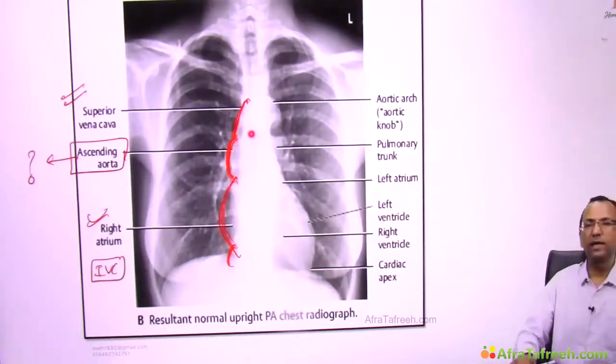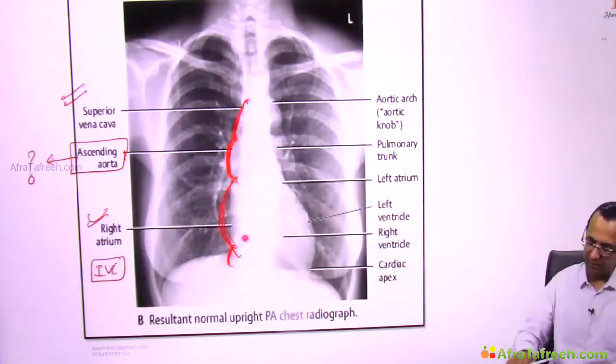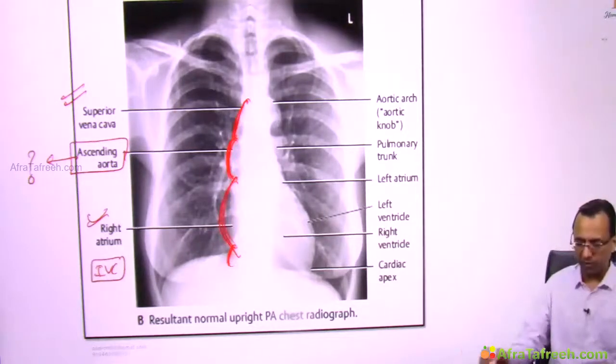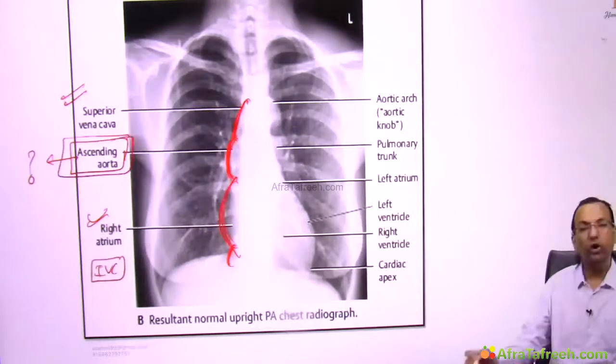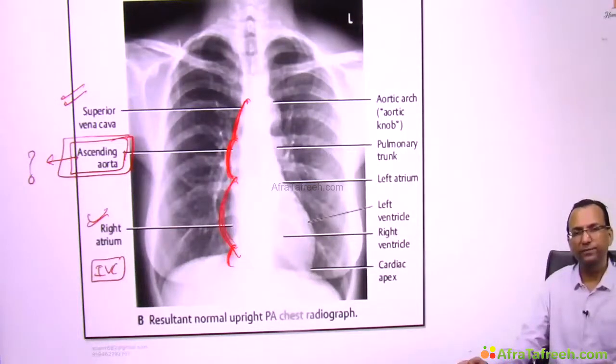But what is in the diagram? In the diagram they are showing superior vena cava and the ascending aorta and then the right atrium and then the inferior vena cava in the right border of the heart, chest X-ray. But I'm doubtful about this. Why are you doubtful about this?